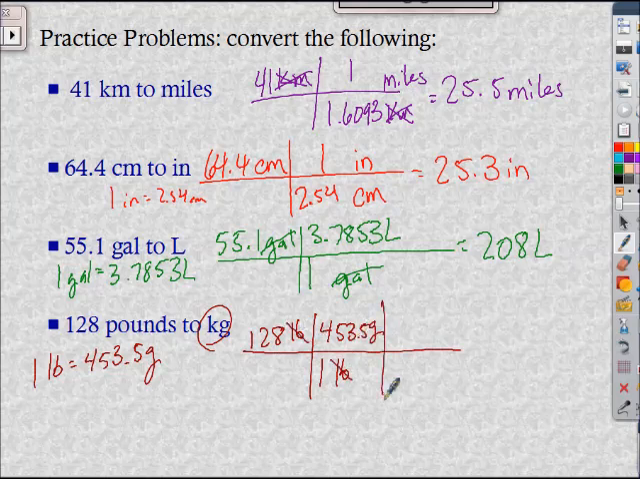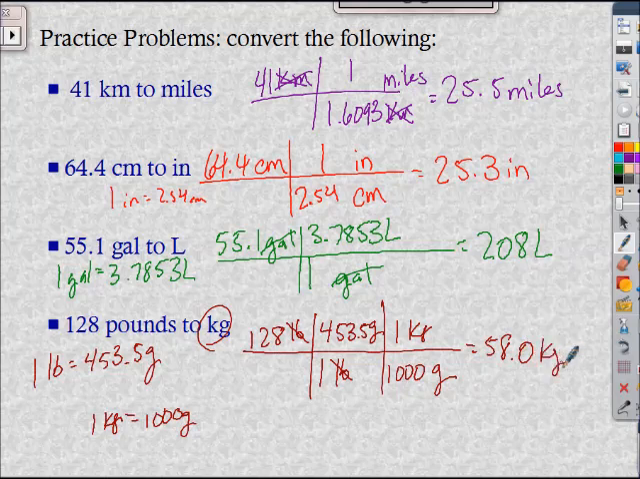What was my conversion for grams again? If you remember, 1 kilogram is 1,000. And if you don't remember, that's fine. Look on your sheet. So now I know that 1 kilogram is 1,000 grams. So I take 128 times 453.5 divided by 1,000, and I get 58.0 kilograms. Okay, so I can do these.